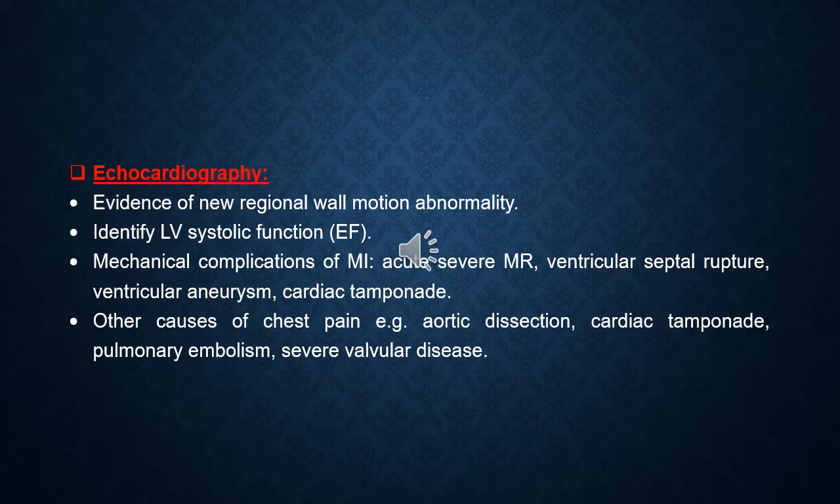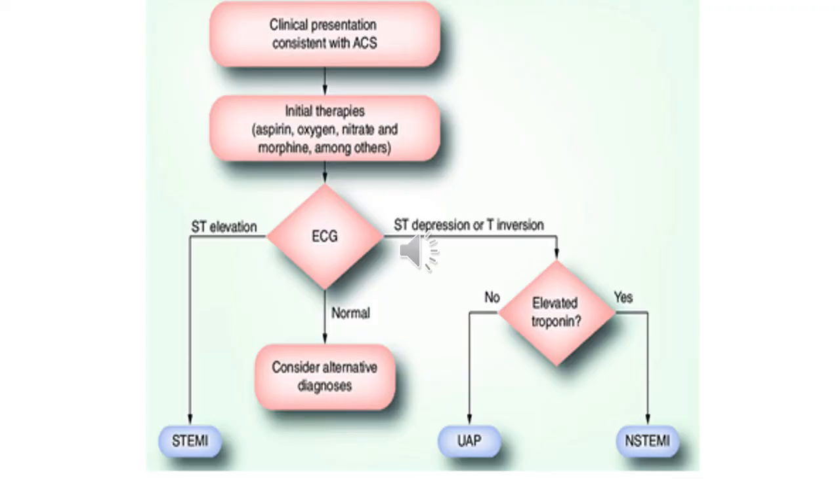Also, we can exclude other causes of chest pain like aortic dissection, cardiac tamponade, pulmonary embolism, and severe valvular disease.